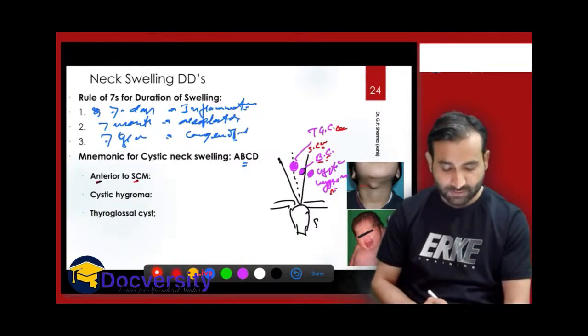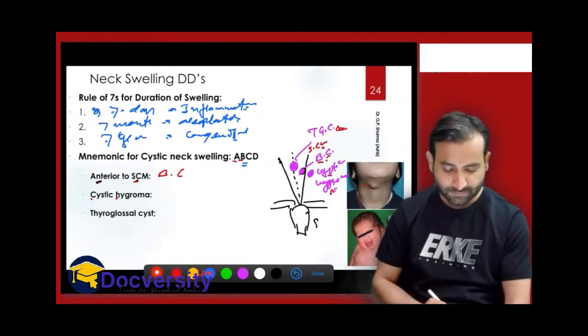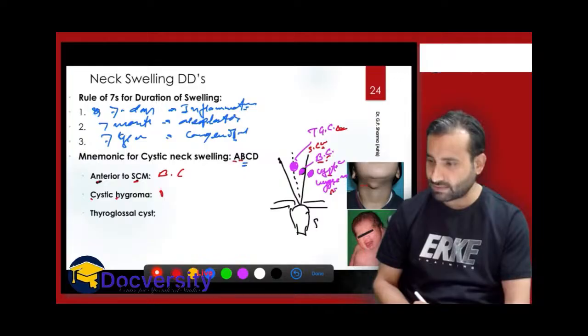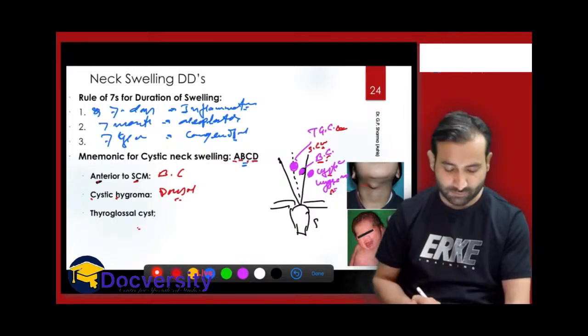So you understand already. Anterior to SCM is what? Branchial cyst. So that is A, B, C, D. Cystic hygroma is going lateral. Lateral means, I use the mnemonic over here, dorsal. Dorsal means lateral, right? I use the word D for cystic hygroma, right?